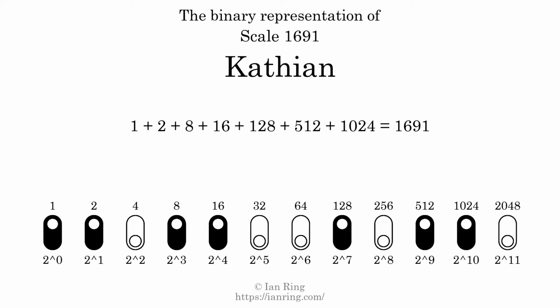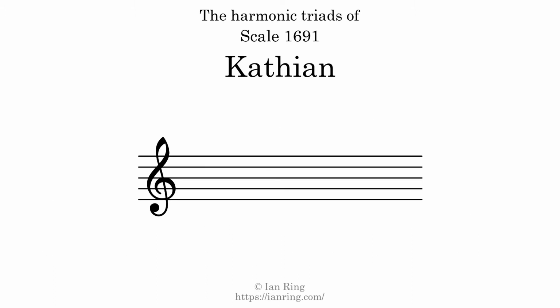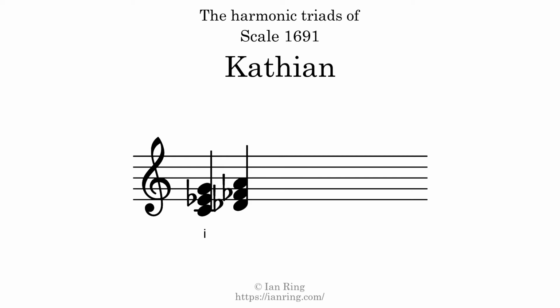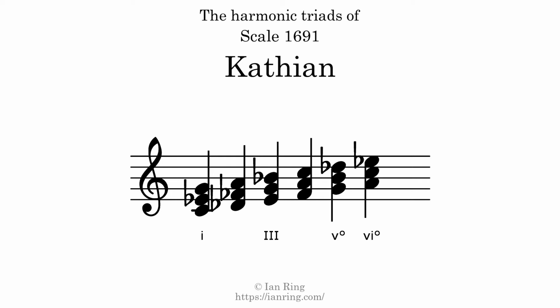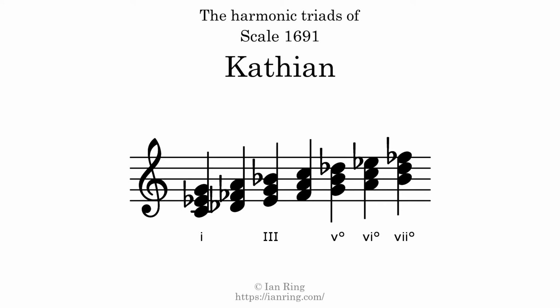1691. The scale number not only enumerates the scale with a unique index, but it also literally describes the tonal content of the scale. Represented as a binary number in base 2, the scale number is 01101001111. Here are the harmonic triads present in this scale. Minor, unnamed, major, unnamed, diminished, diminished, diminished.